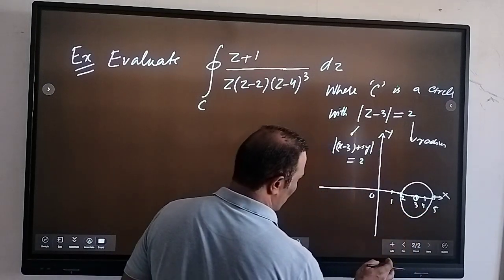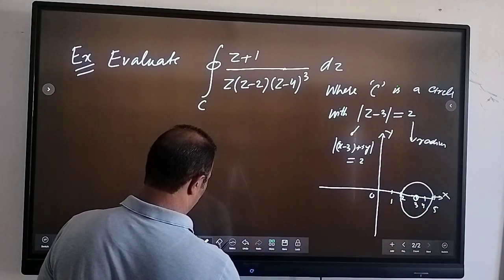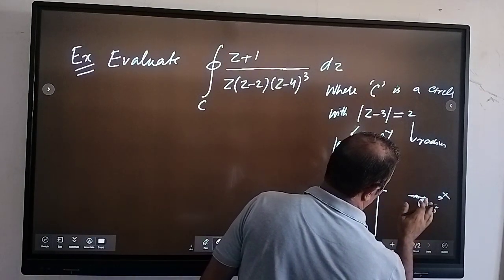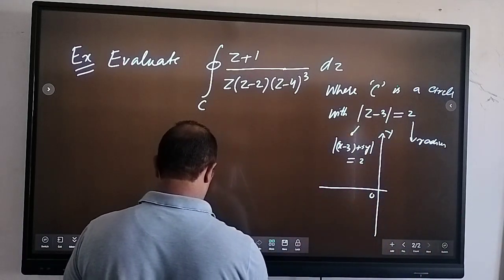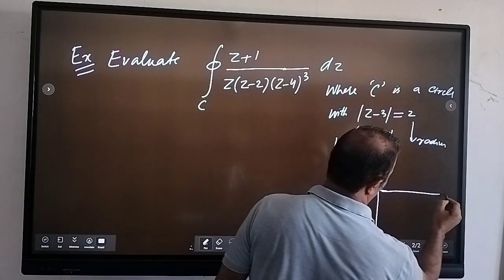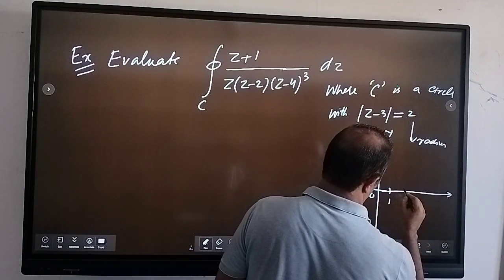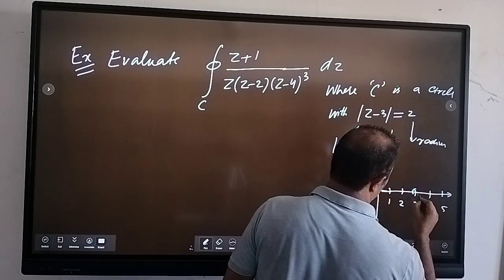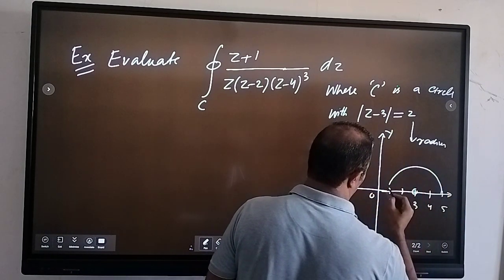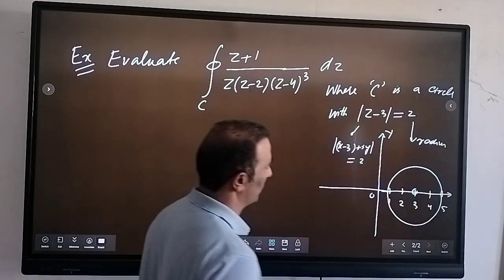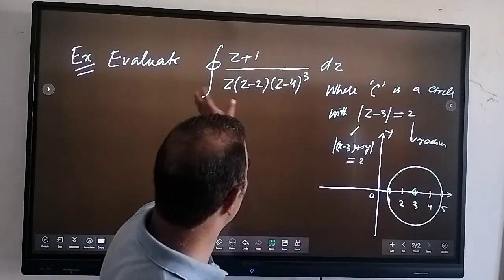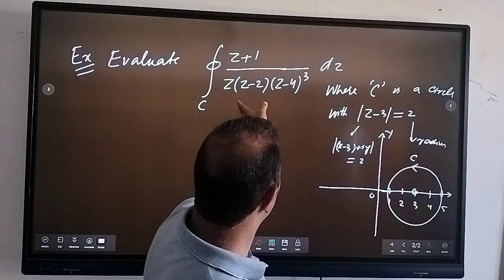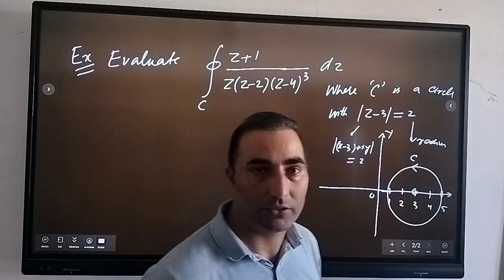So better is to write this. This is the center, and it will be 2 units, so the radius of that circle will be 2 units, right? So this is the circle, and we need to integrate over that closed circle. This is our circle, right? And with the condition, we have this kind of a function, right?